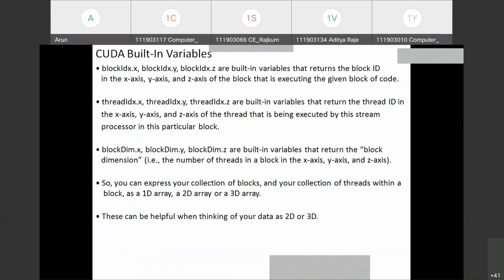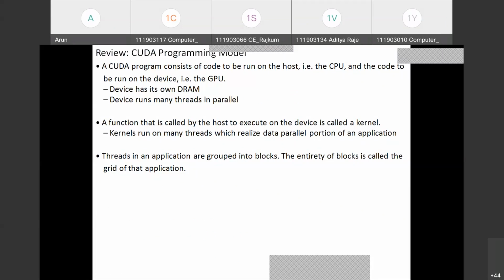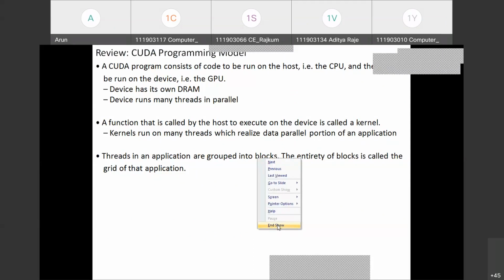So we have seen built-in variables, they appropriately give the value in X, Y, and Z direction for block, and similarly for thread, its index in X, Y, and Z. So the thread global ID will be x plus y into DX plus z into DX into DY. So depending on dimension, you can get the global ID. And we have seen that the kernel function is made to get executed by triangular brackets.